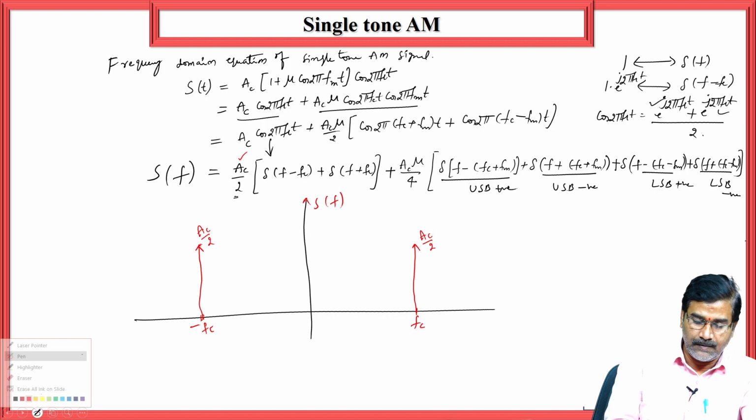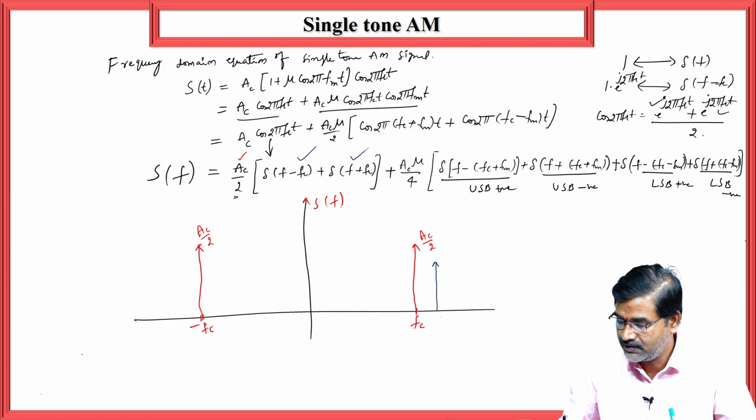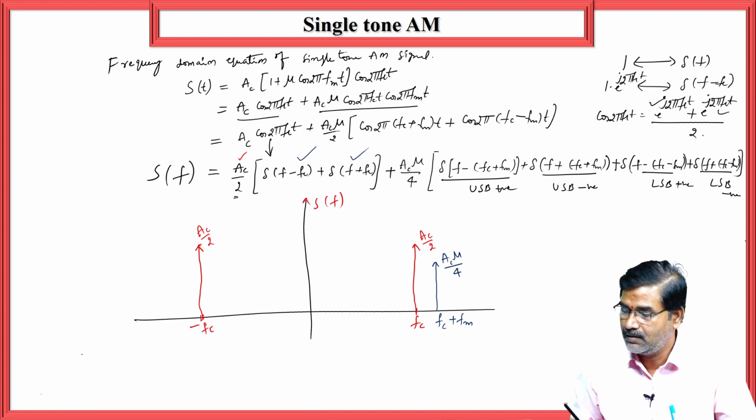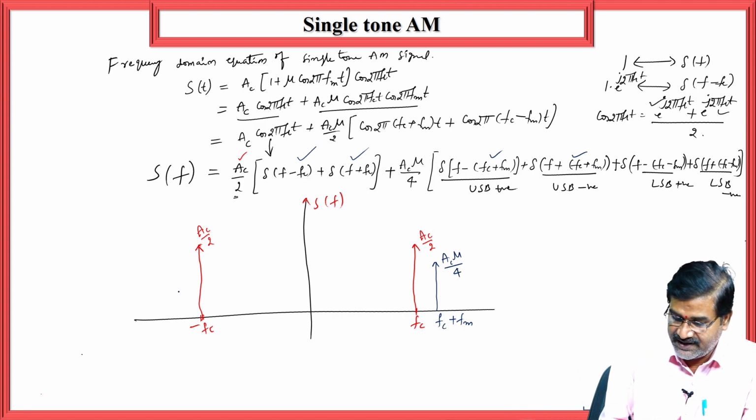And if you look at the upper and lower side bands, so this term is over. Now, if you look at this term, you will have a delta function at fc plus fm with reduced amplitude. Hence, I am drawing a component here where you will represent fc plus fm with magnitude Ac mu by 4. And similarly, you have another component. You have a similar component at fc minus fm, minus of. So you will be getting a component over here.